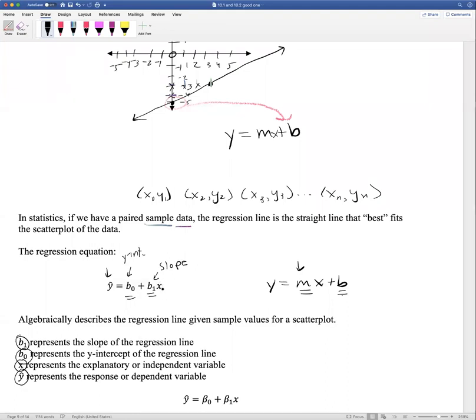So temperature means more ice cream. Studying harder means better final exam grade. Getting enough sleep the day before a marathon means running at a better pace. So x is what we call the explanatory or independent variable, and we use x to help us explain what y is, to help us explain our outcome.